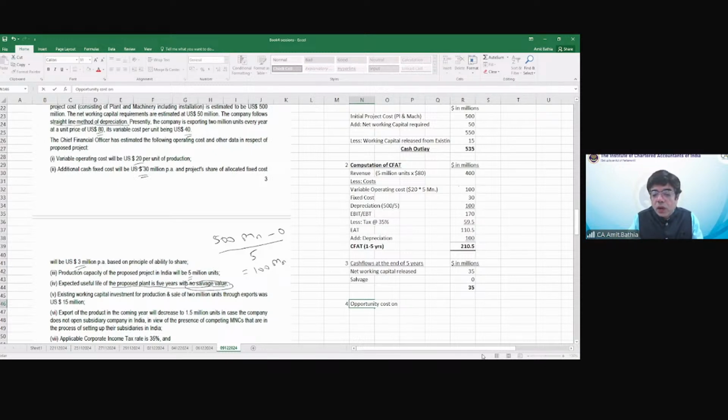So opportunity cost on export earnings, right? Because now that earnings will not come. You are getting the earnings over here, so obviously that earnings will not come. So now again I have to calculate what is my revenue on 1.5 million units. So 1.5 million units into $80. This would have been my sales. 1.5 into 80.